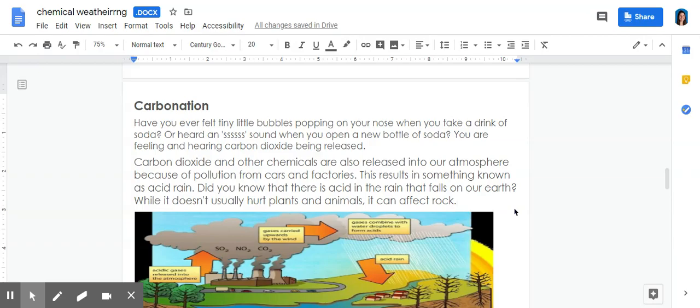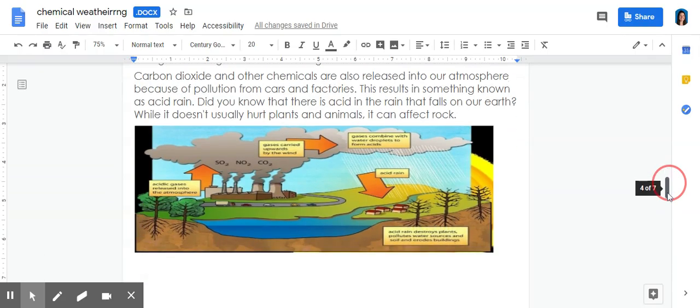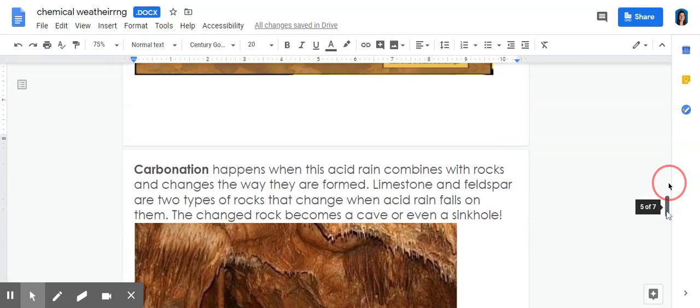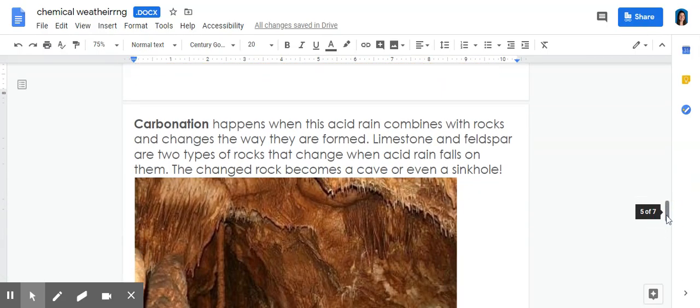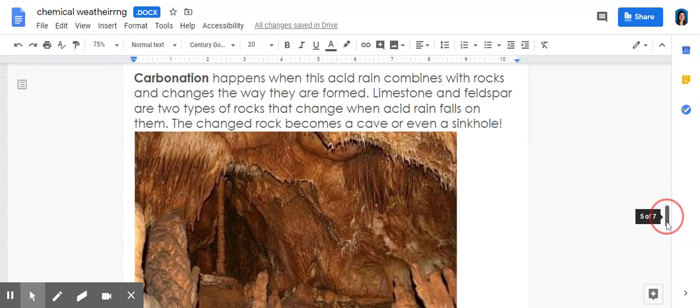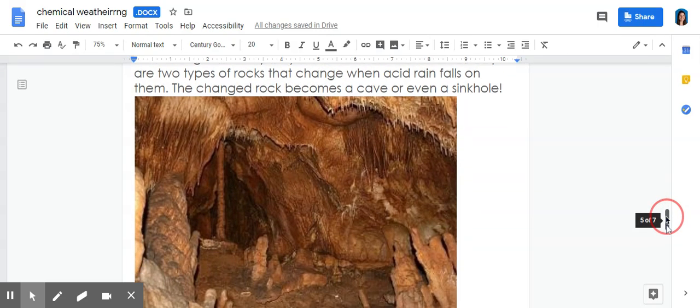Did you know there is acid in the rain that falls on our Earth? While it doesn't usually hurt plants and animals, it can affect the rock. Carbonation happens when acid rain combines with rocks and changes the way they are formed. Limestone and feldspar are two types of rocks that change when acid rain falls on them. The changed rocks become a cave or even a sinkhole, like this one.